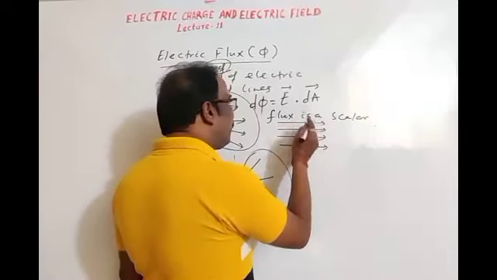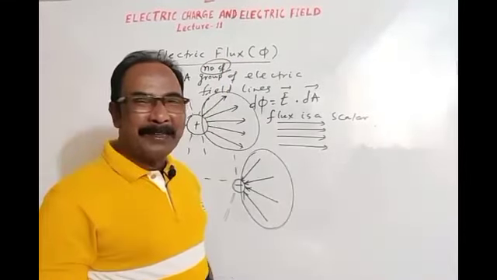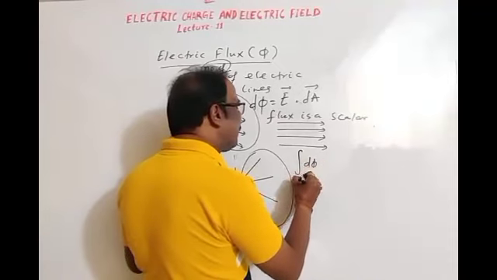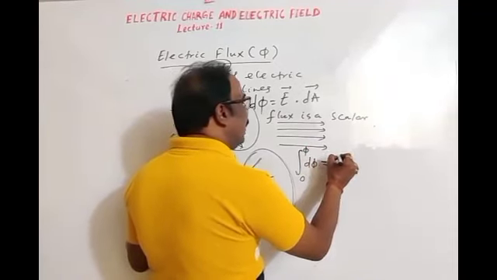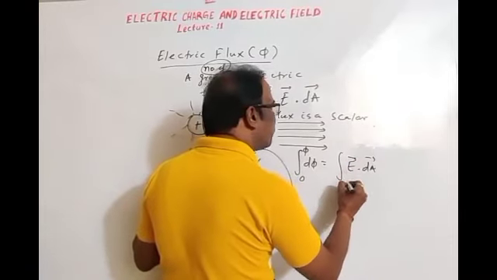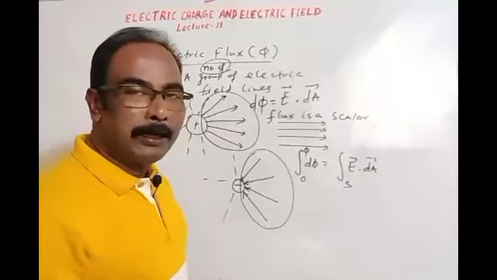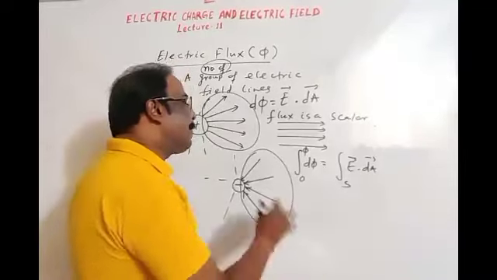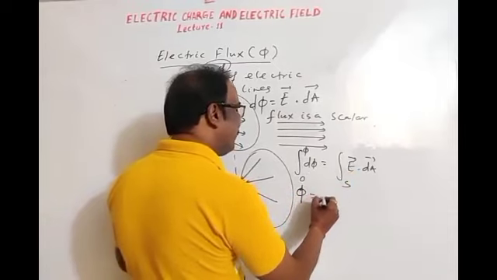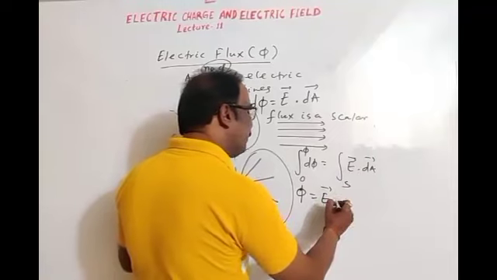Okay. Then for the whole surface, dA is the elemental surface. For the whole surface, we may integrate both sides: the integration of dφ and the integration of E dot dA. For the whole surface, we may write the surface integral of E vector dot dA vector. For the whole surface, we may write the total flux as φ. The electric field vector, for the whole surface, the integration of dA is A.